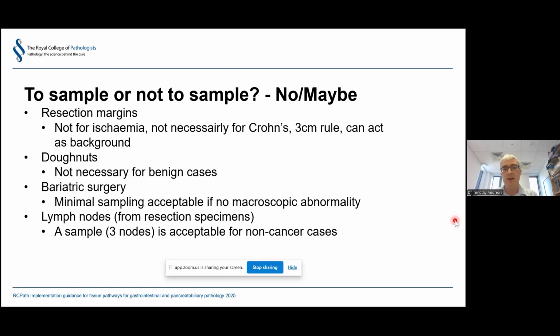So, for example, the resection margins in ischemic bowel do not necessarily need to be sampled. And similarly, for the resection margins in Crohn's disease, the evidence is moot between sampling and not sampling. It's not necessary to sample the donuts from benign cases. For cases received from bariatric surgery, minimal sampling is acceptable. And again, for benign resections, it's quite acceptable to take a small sample, and we've suggested a 3-node sample to be acceptable.